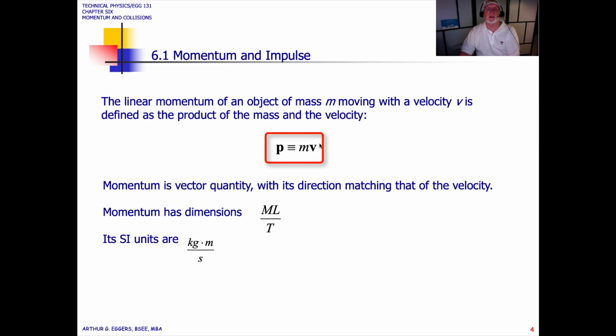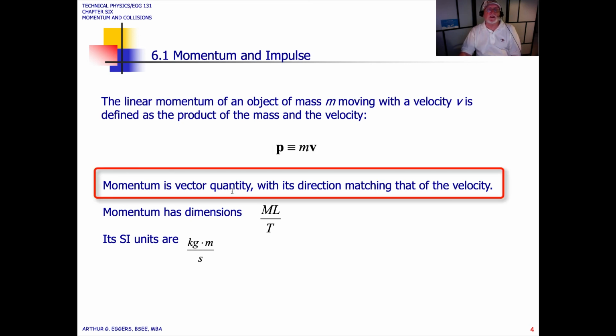The thing I want you to start thinking about as we progress is that we've got a scalar, the mass, times a vector, the velocity. So we will have x and y components associated with the velocity. Momentum then is a vector quantity, its direction matching that of the velocity. And we saw before that we can multiply scalars and vectors together to come up with a new value that matches the velocity and the direction.